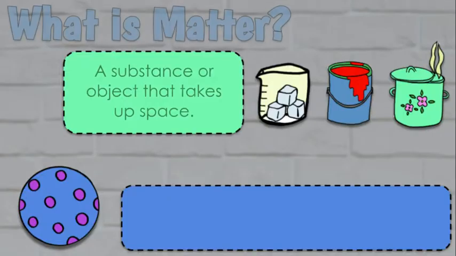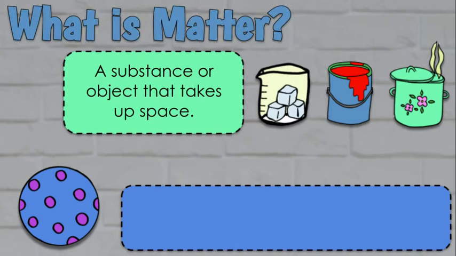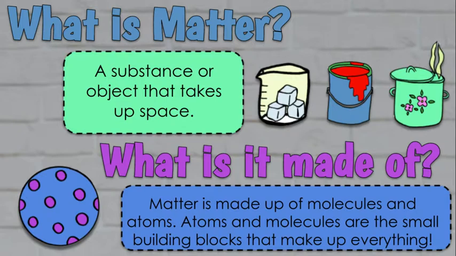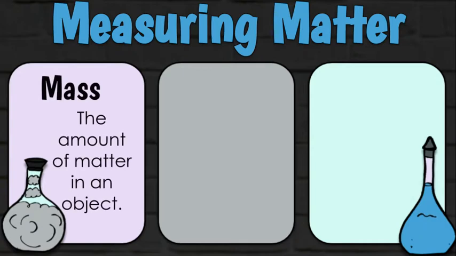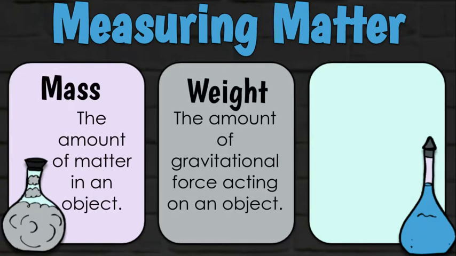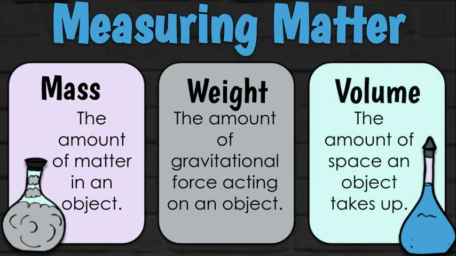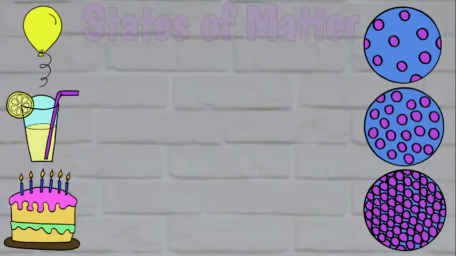So what is matter? Matter is a substance or object that takes up space. Matter is made up of molecules and atoms, the small building blocks that make up everything. There are ways of measuring matter through mass, the amount of matter in an object, by weight, the amount of gravitational force acting on an object, and volume, the amount of space an object takes up.